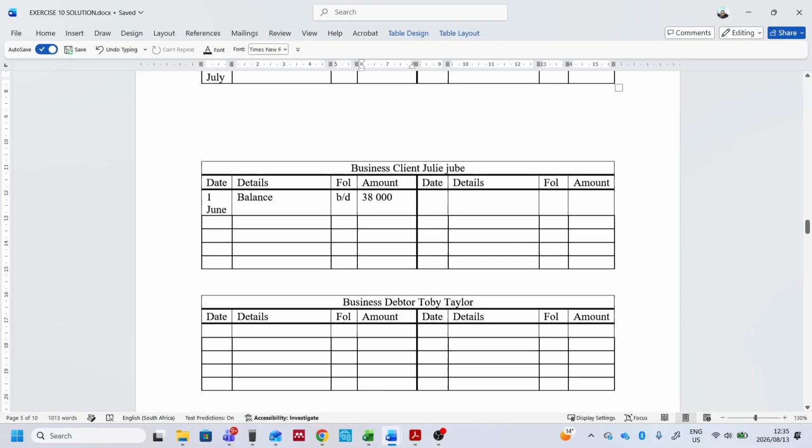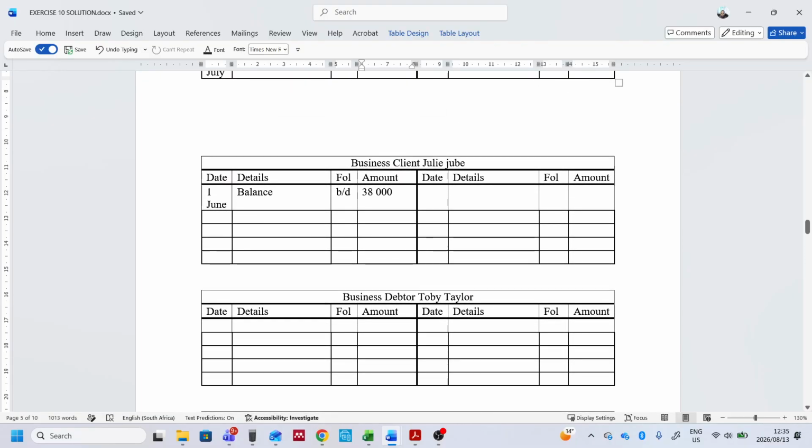Okay, moving forward. Business client Julie June. We have got two records from this client. One where he paid us 45 cents, and another transaction where he indicated that he's not going to be able to pay us.